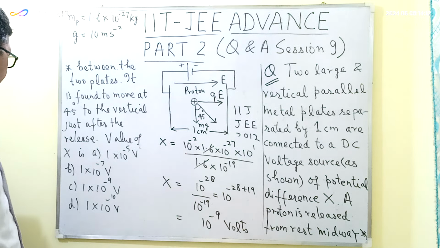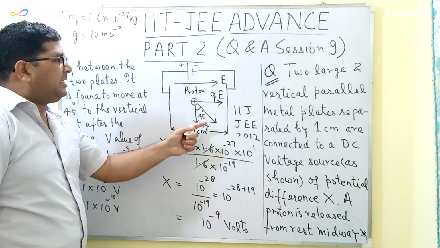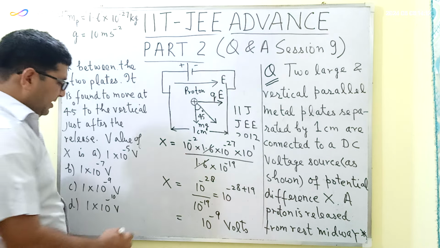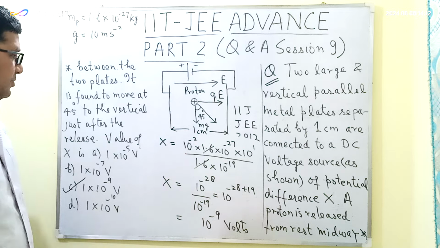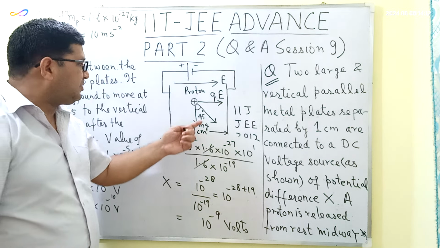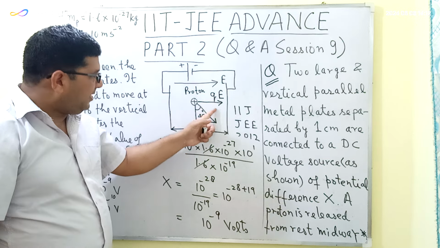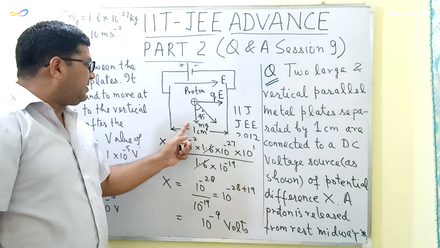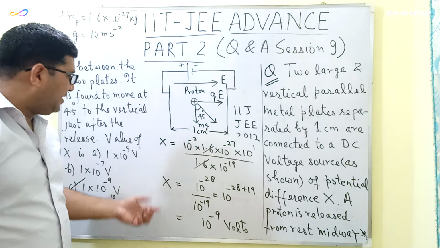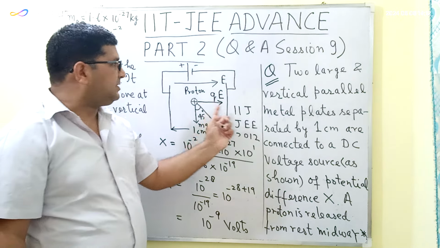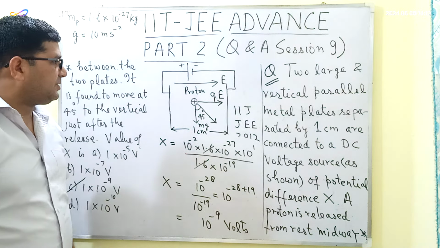So the potential difference across these two vertical parallel metal plates is equal to 10 to the power minus 9 volts. So the correct option is C. Here in this question, the most important thing which needs to be remembered is that this proton will move at an angle of 45 degree only when the electrostatic force and the gravitational force are equal. And based on this concept, we were able to find the value of the potential difference across these two parallel metal plates which are separated by a distance of 1 centimeter.